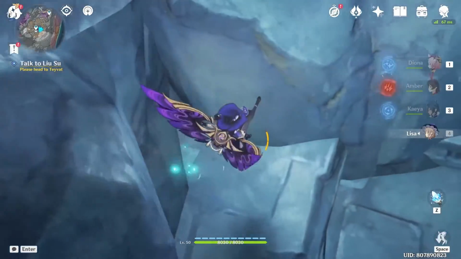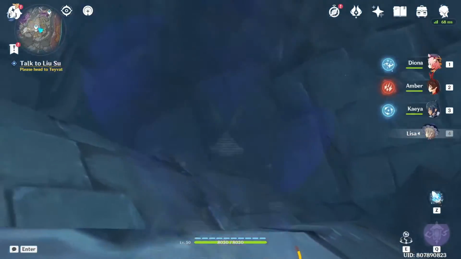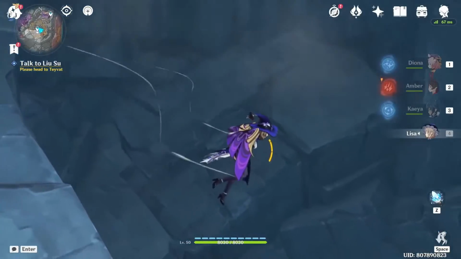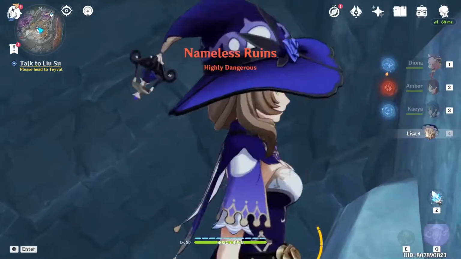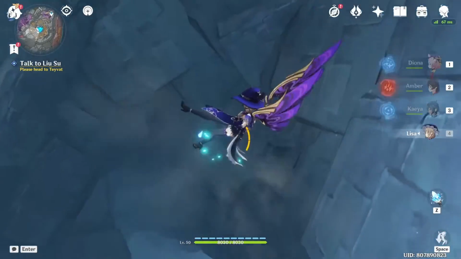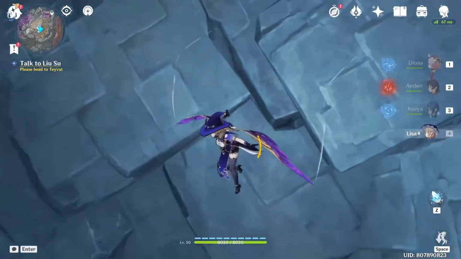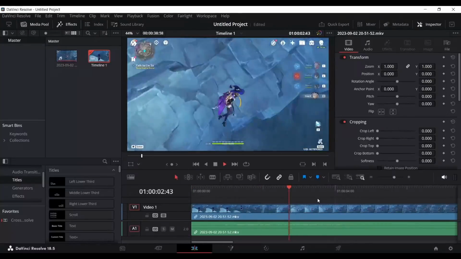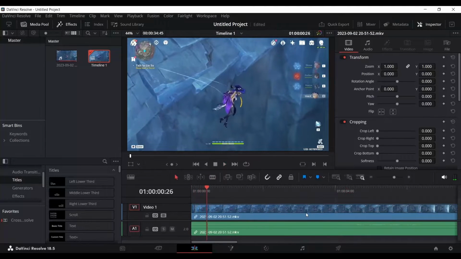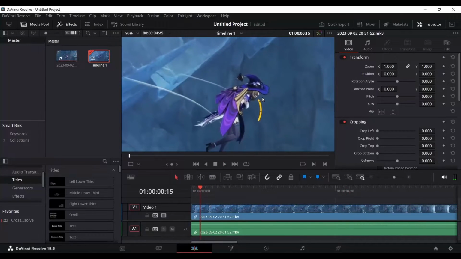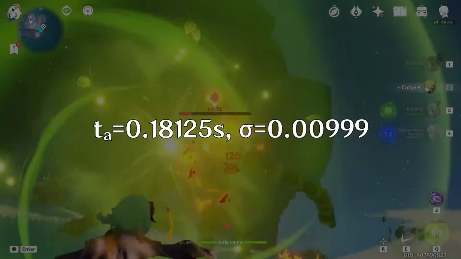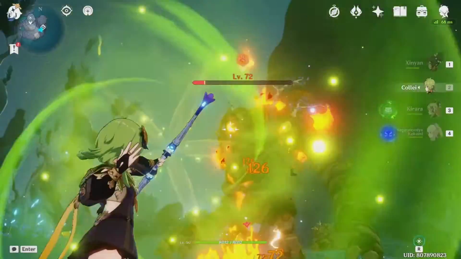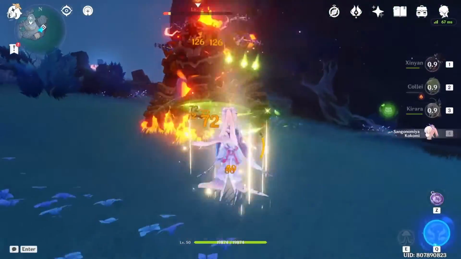The procedure was quite simple. 1. Find a location high enough to open the wind glider. 2. Start recording the video. 3. Jump off and open the wind glider. 4. Make sure the player isn't moving, then move forward for a bit and stop. 5. Stop the recording. 6. Measure the time of acceleration using a video editor. This resulted in an acceleration time of 0.18125 seconds. I do hope someone can find a way to potentially increase the accuracy of the speed measurements.